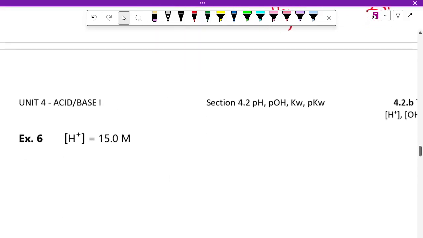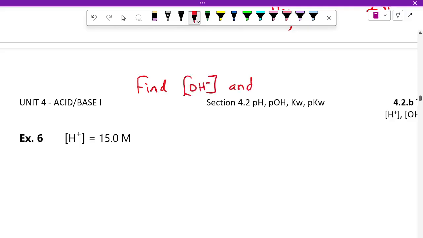Let's do that really big hydrogen value there. So you are finding hydroxide and pOH.